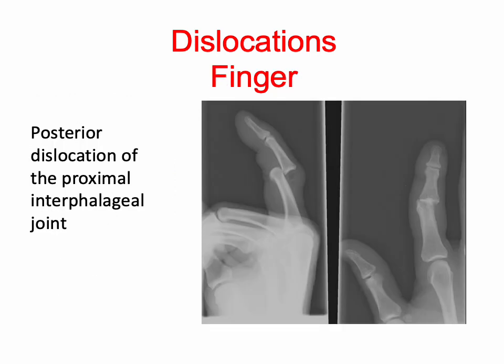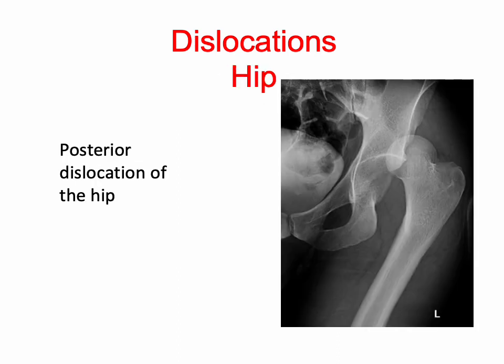Finger dislocations. You see a few of these. And here we've got a posterior dislocation, or a dorsal dislocation, of the proximal interphalangeal joint. Again, it can be tricky to see on frontal projections, so always get orthogonal views.